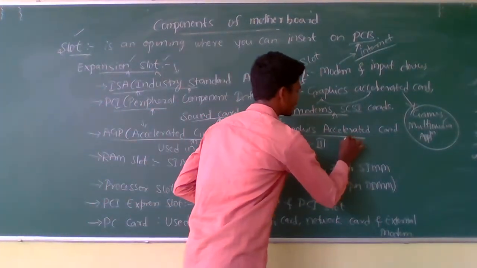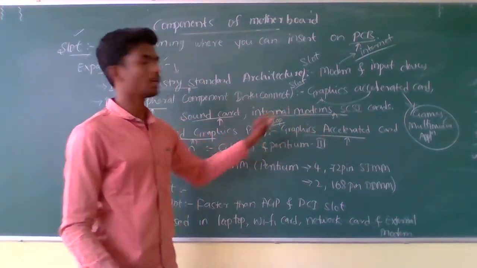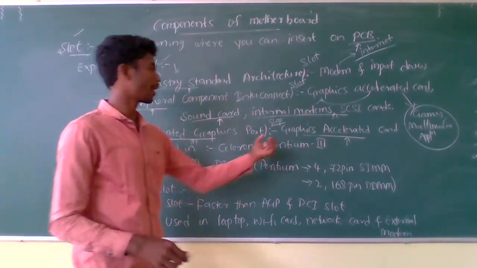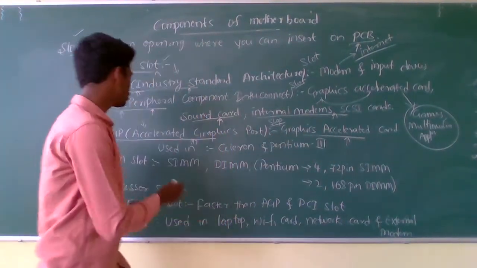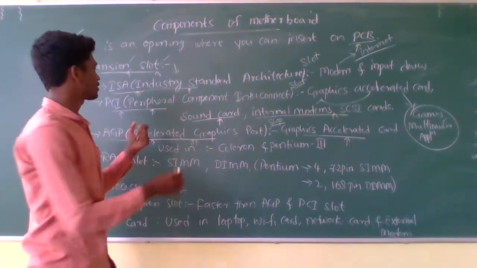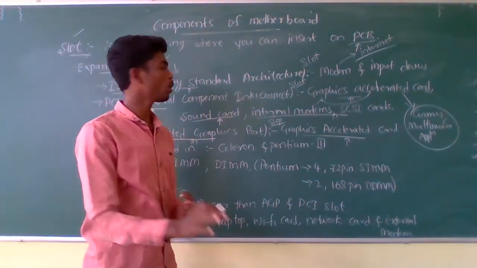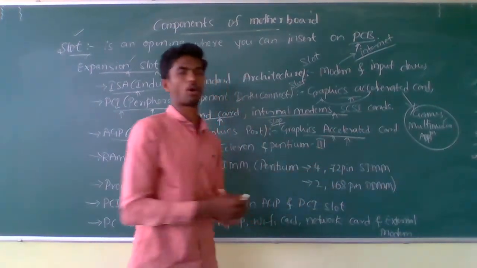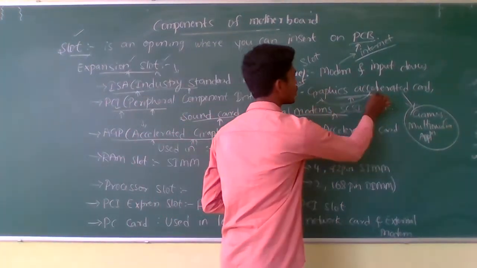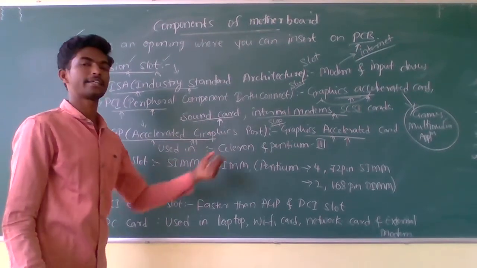Just mainly this is only for one thing, graphics accelerated card. And according to this we can get the doubt: even though we have a PCI connector for a graphic accelerated card, why are we using the AGP slot? Because this PCI supports the graphic accelerated card slower than this AGP slot. For that reason, where high-end versions of graphics are needed, we use an accelerated graphics port slot.